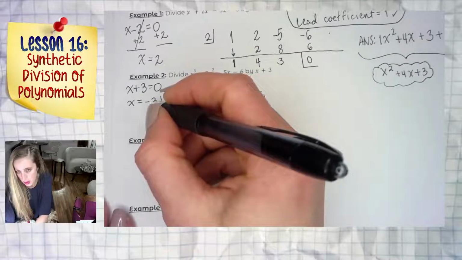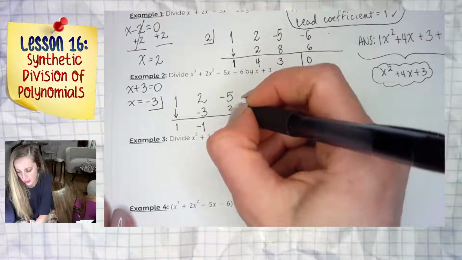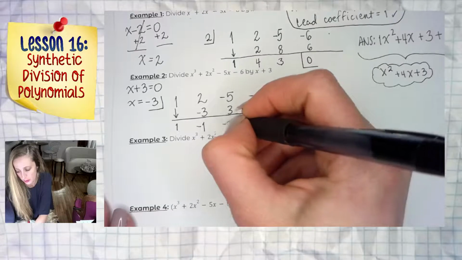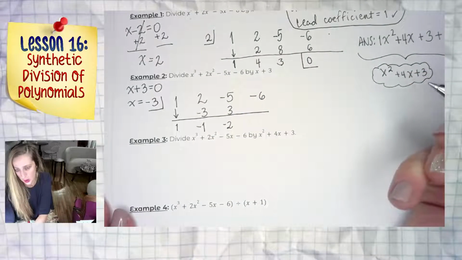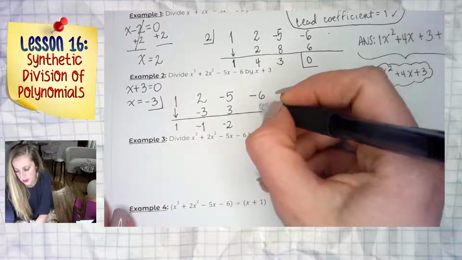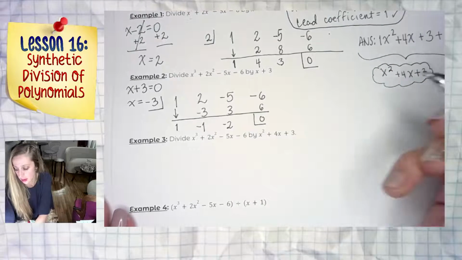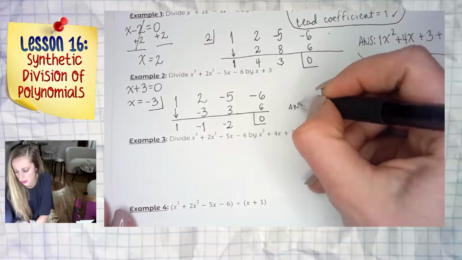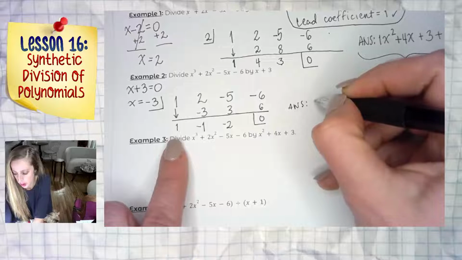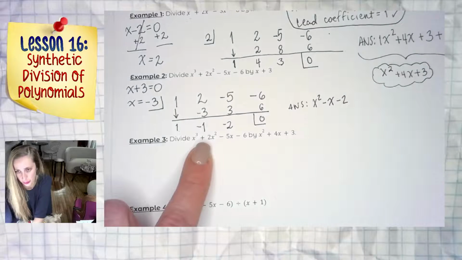Negative 1 times negative 3. New coefficient times the divisor. Add them down. So negative 5 plus 3. Feel a little wiser. Negative 2 times negative 3 is 6. There we go. Another remainder of 0. So what's the answer? We start 1 degree less. So we had x to the third, so this is going to be x to the second minus x minus 2.